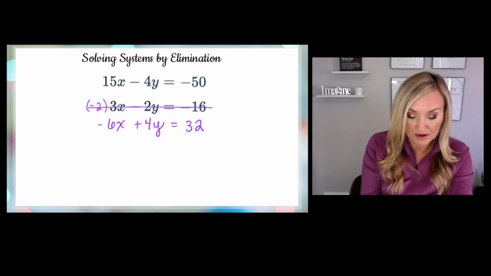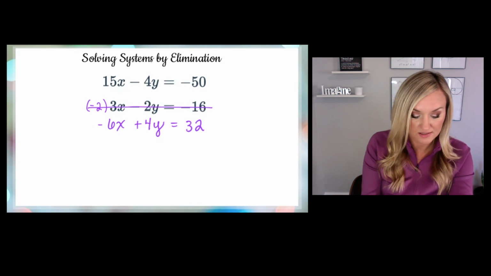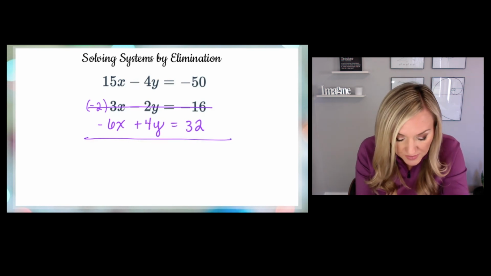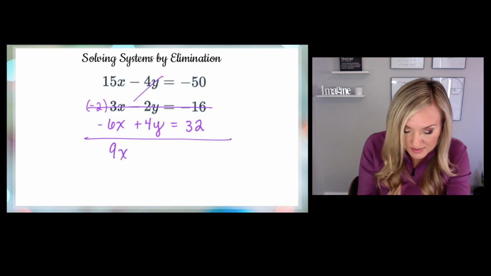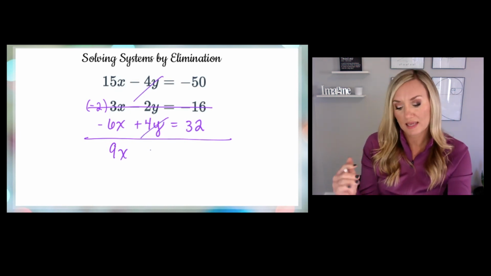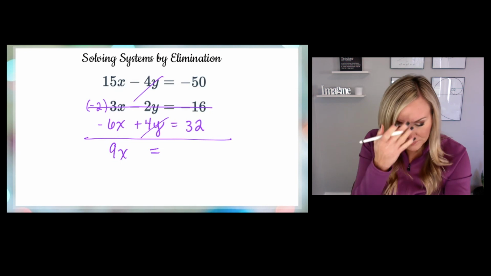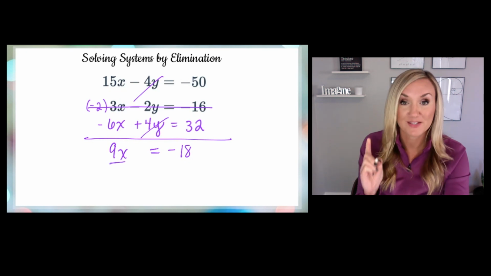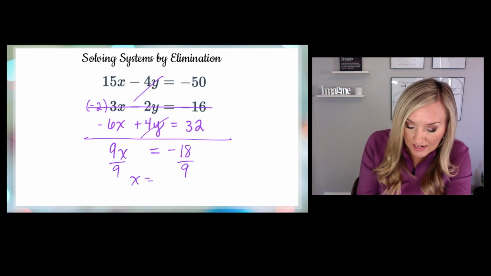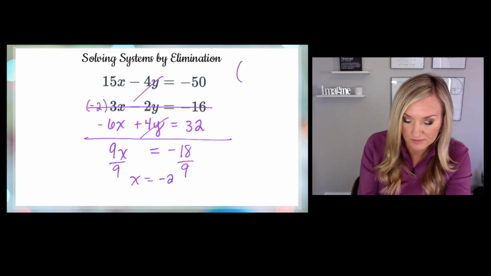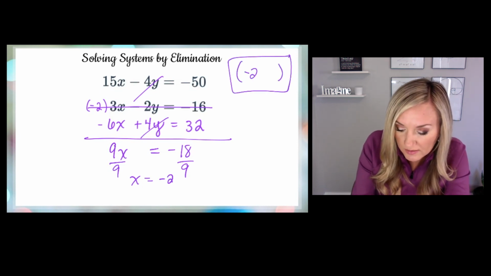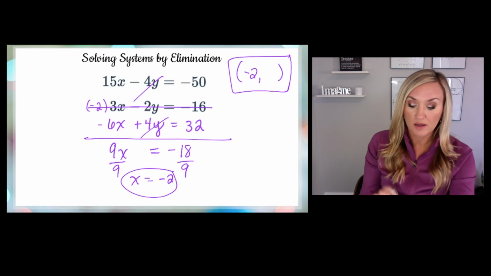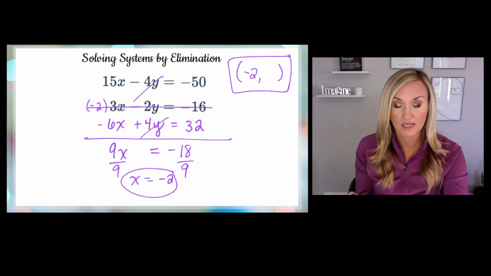So what I have now is 15x minus 6x, and that is going to give us 9x. So I'm going to draw a line, and I'm going to write 9x. -4y plus 4y, they cancel, and it's going to equal a -50 plus 32 is a -18. So now we can divide by 9 and x is a -2. So I'm going to go ahead and draw my point here, and I'm going to put -2 in the x position.